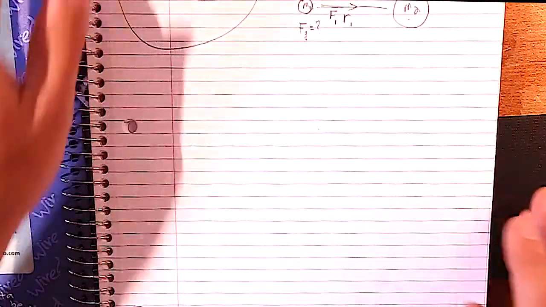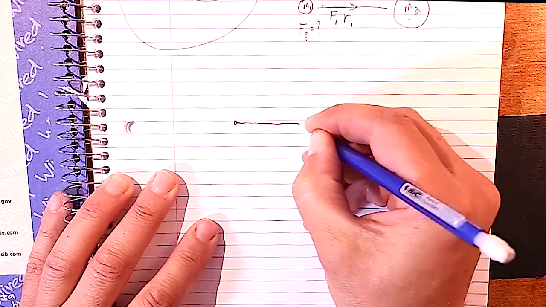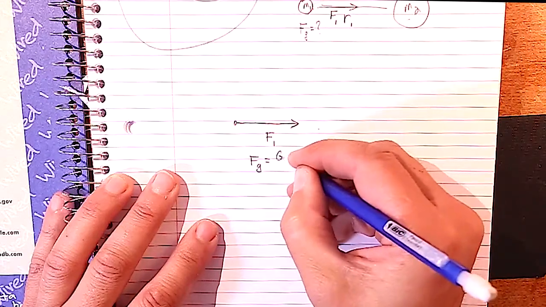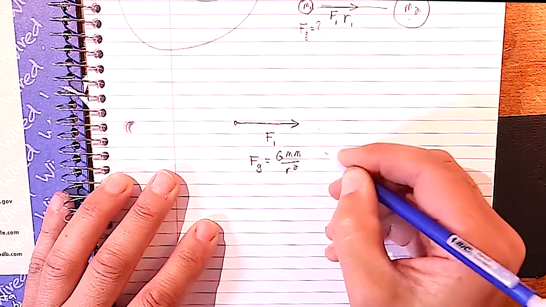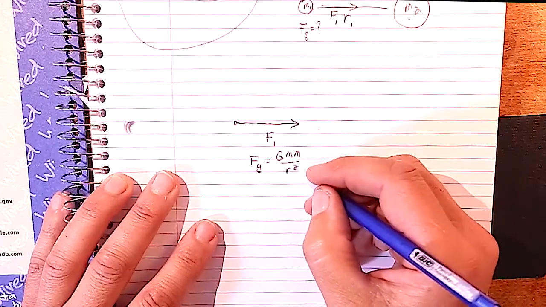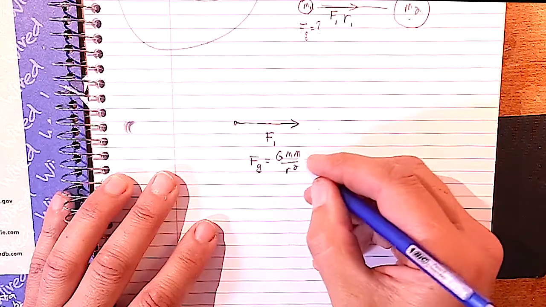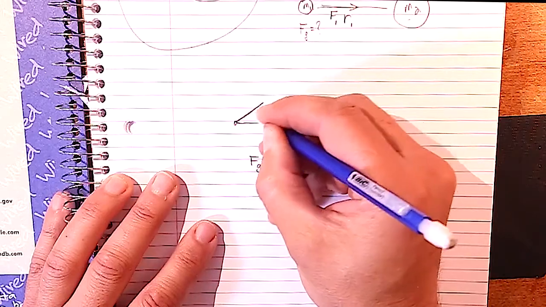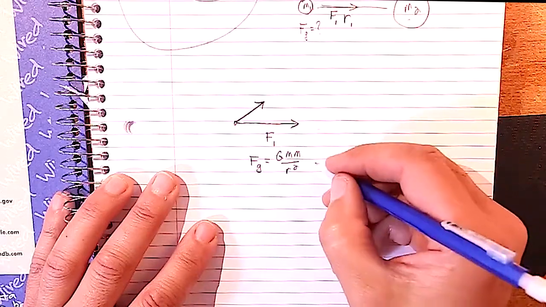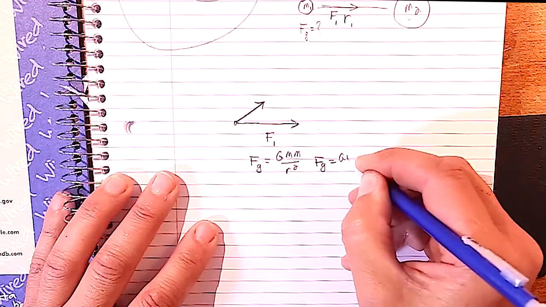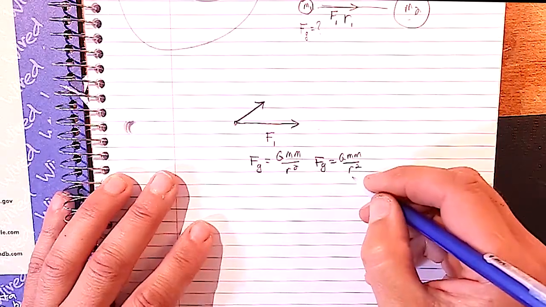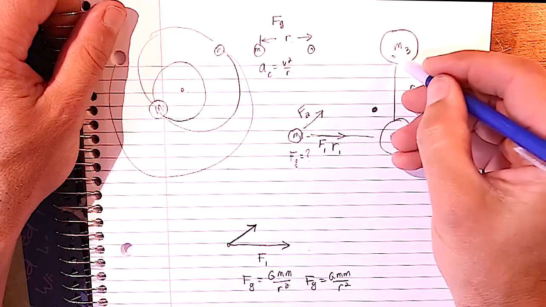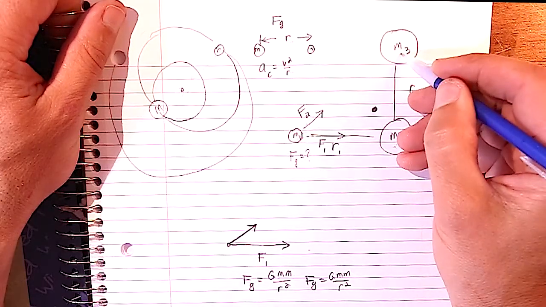So if we did this as vectors, we would have our force 1 like this. And how would we get that? Well, we would do G m1 m2 over r squared. The r would be the r between the first two stars, and the masses would be the first two star masses. And then we would do the same exact calculation again for the second star. Again, we would do Fg equals G m1 m2 over r squared, except this time that r would be the distance from here to here, and the masses would be this mass and this mass.